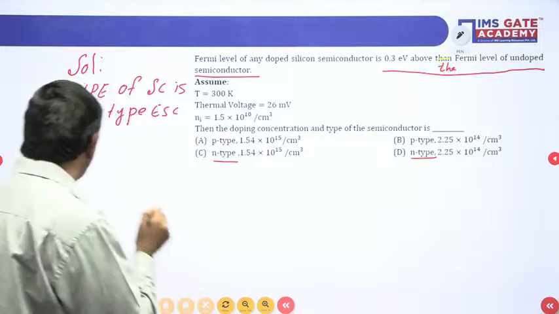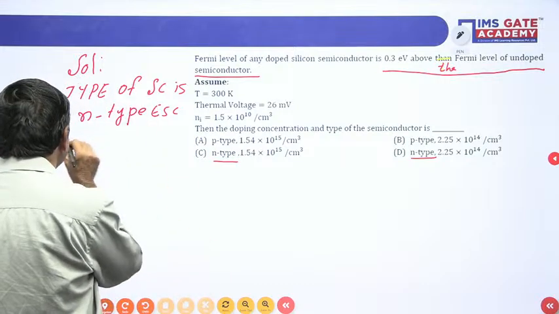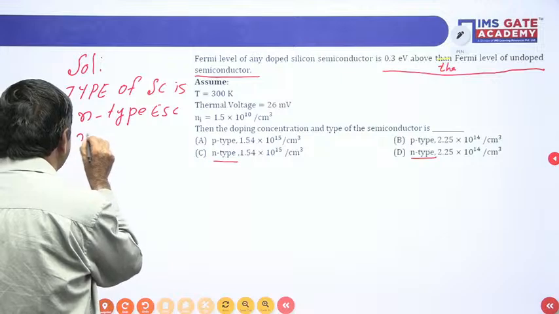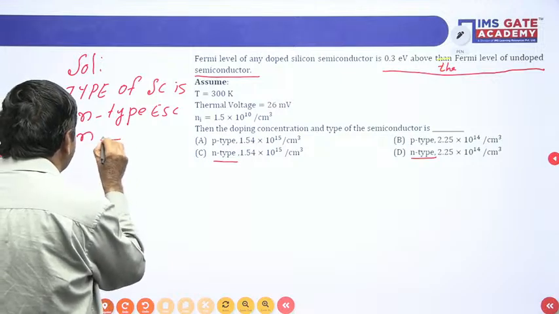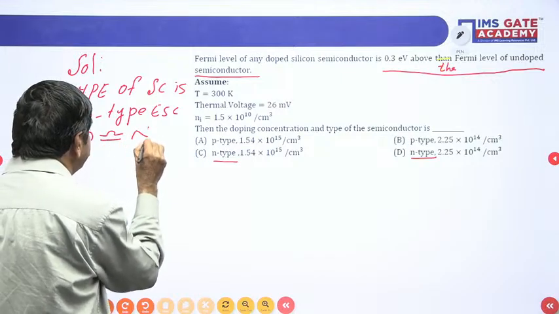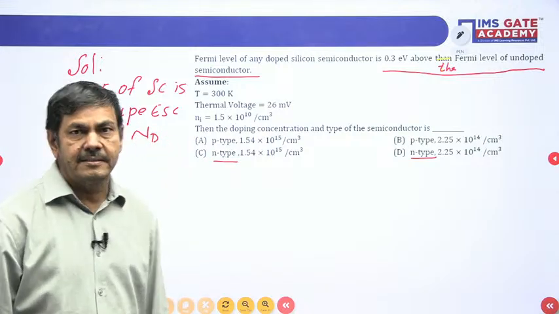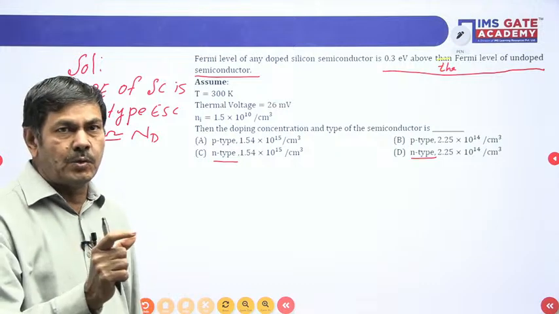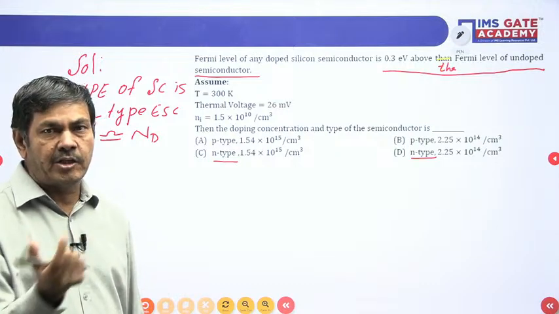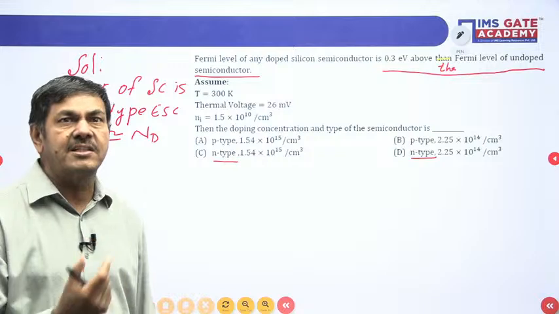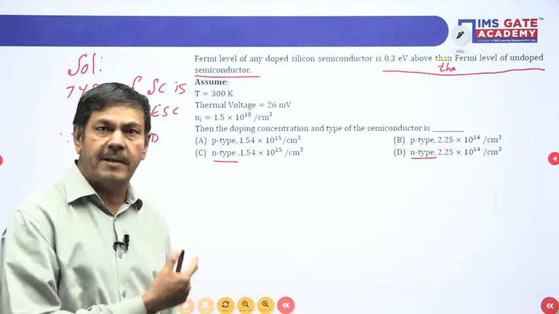We know one more point clearly. For an n-type extrinsic semiconductor, n is approximately equal to Nd, the donor concentration. n is approximately equal to Nd. So wherever n is there in the formula, directly you can put the donor concentration. That is the concentration of electrons. That value we can determine here.